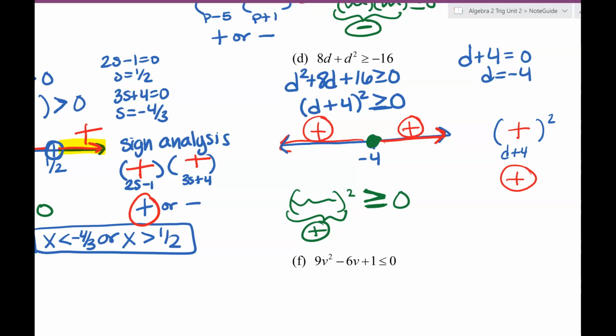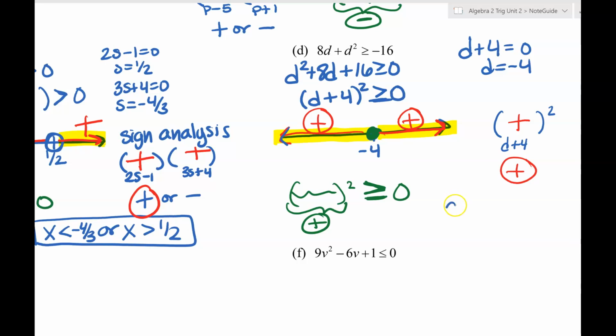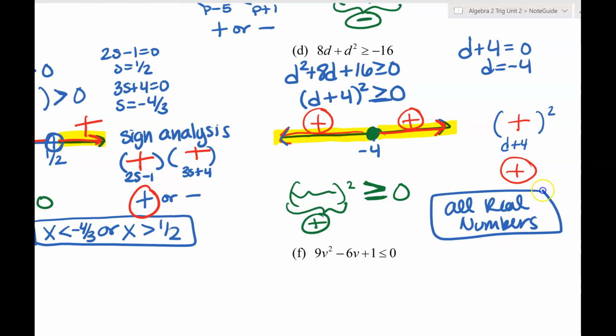If you look at the places where it worked out to be positive, that is the entire number line because we're also including 4. So here, every number on that x number line is a value that we can use. So the solution here is all real numbers. There's no limitation on the x values to make that inequality true.